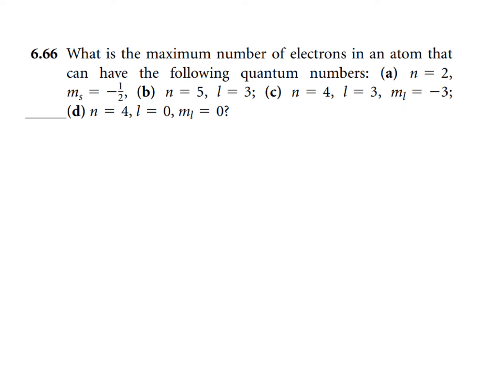Let's finish this off with part D. We're in the fourth energy level. L equals 0, so that's an s orbital. And the ml value is 0 as well.